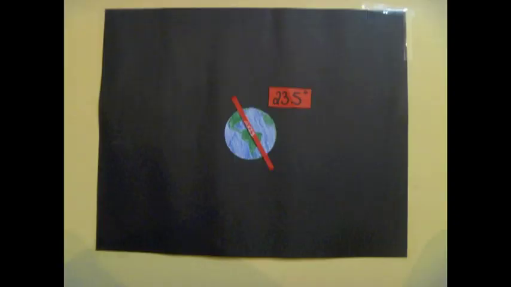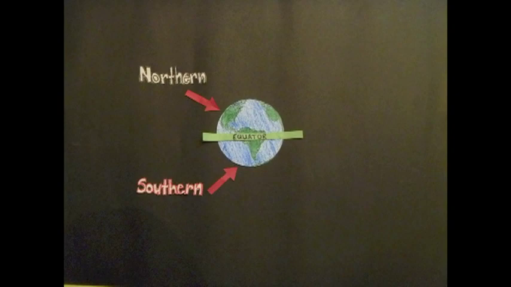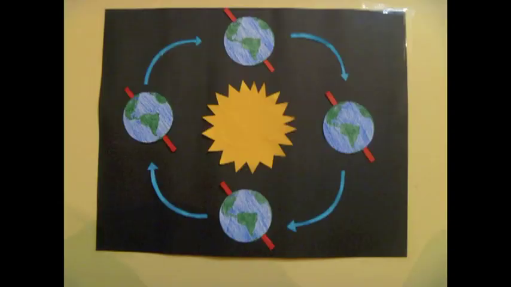The real reason is because the Earth is continually rotating on a tilted axis, which is 23.5 degrees. Remember when we talked about the hemispheres? Well, because the Earth is tilted on an axis, the northern hemisphere is tilted towards the sun at certain times of the year, and the southern hemisphere is tilted towards the sun at opposite times of the year.